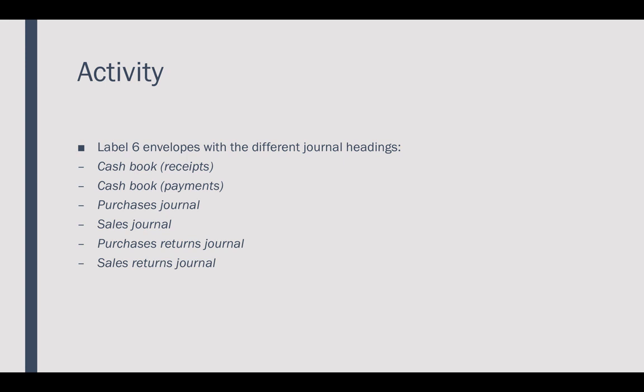What you're going to do firstly is label your 6 envelopes or containers with the different journal headings that you know so far. The first 2 will be for the cash book, 1 for the receipts that would be debited and 1 for the payments that would credit bank. You will then use your other envelopes or containers for your purchases journal, sales journal, purchases returns journal and sales returns journal. The 7th one needs to stay unlabeled.